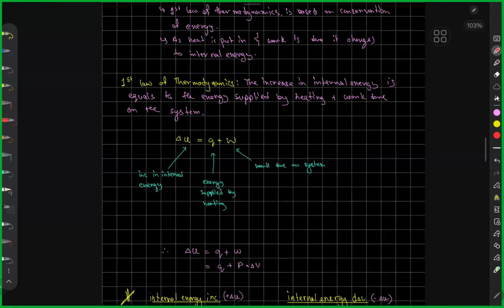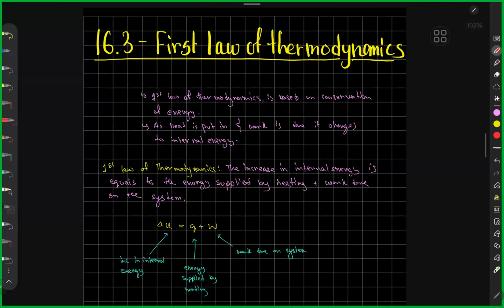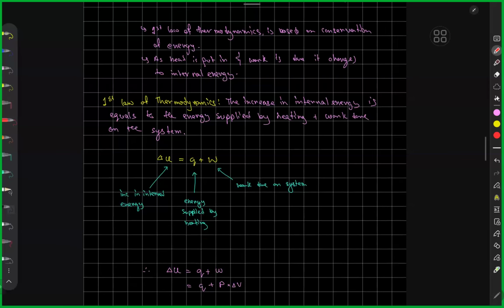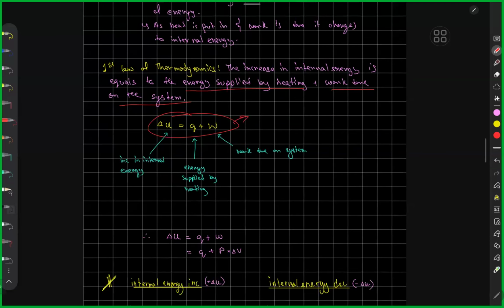Okay, because this is the most important bit of this entire chapter, understanding the relationship between different variables. If you crack that, you'll be able to solve any question. So first law of thermodynamics says that the increase in internal energy is equal to the energy supplied by heating plus the work done on the system. So this is your first law of thermodynamics. Very important. Okay, and you guys know this already.